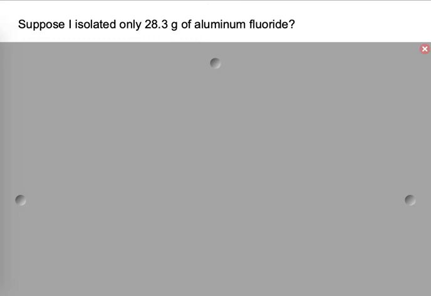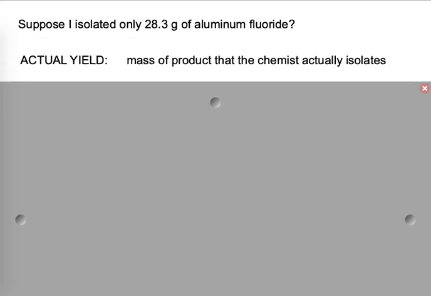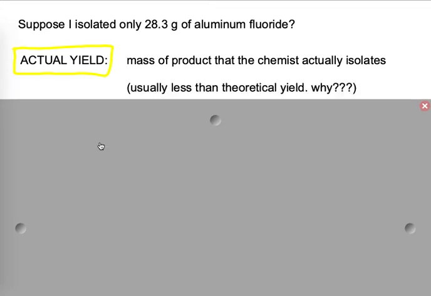So, suppose instead of isolating the 31.2 grams of aluminum fluoride I predicted, I only ended up in the laboratory with 28.3 grams of aluminum fluoride. This is called the actual yield. The actual yield is the mass of product that the chemist actually isolates in the laboratory. And very often, the actual yield is less than the theoretical yield. In true practice, you often end up with fewer grams than your stoichiometric calculations predicted.